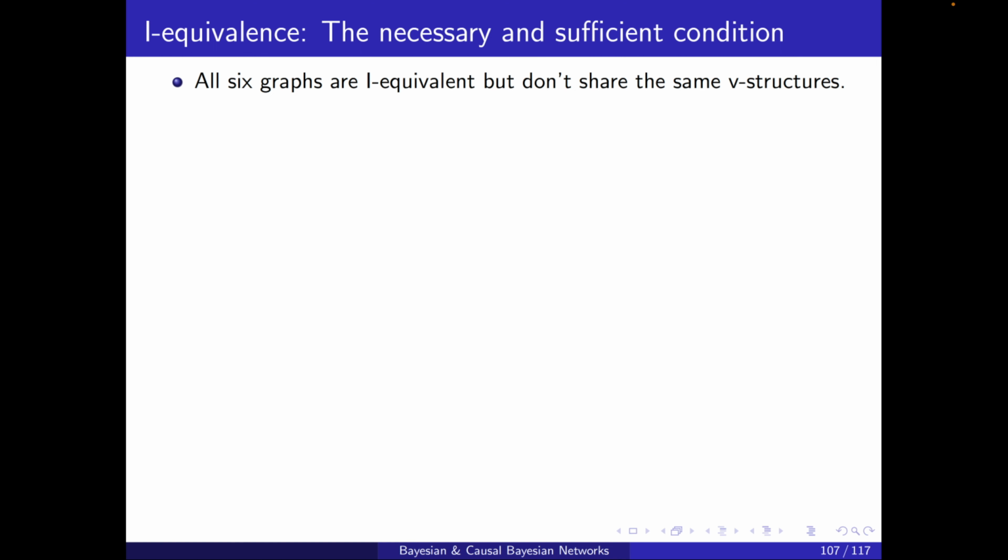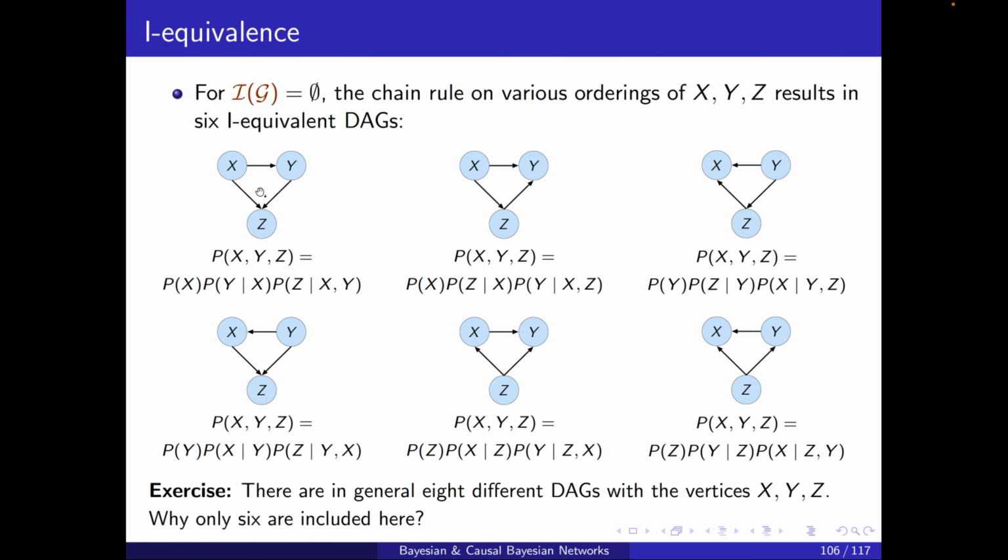All 6 graphs are I-equivalent, but don't share the same V structures. This is because the parents in the V structures are linked. Okay, let's go back here. So yes, I do have Z being a V structure, X to Z, Y to Z, they're both connected.